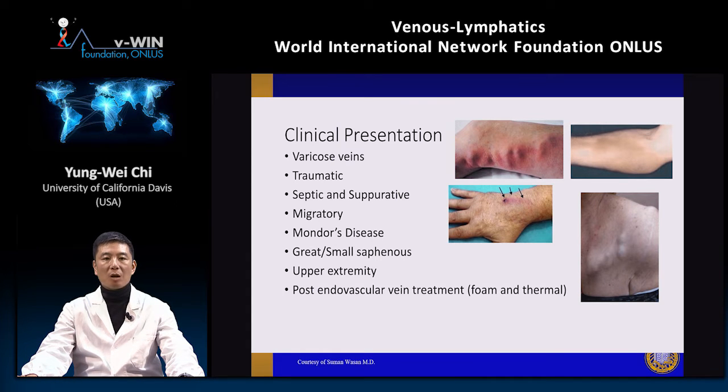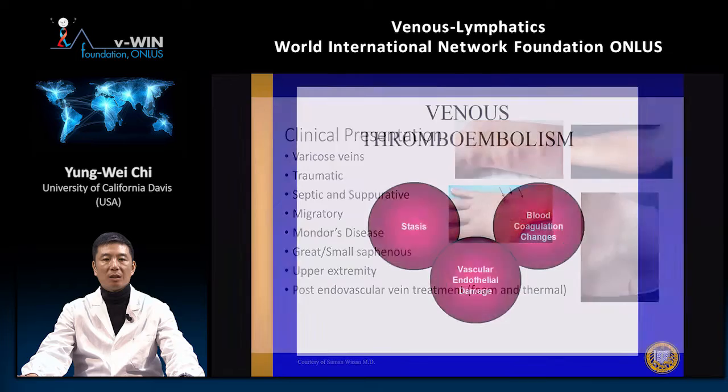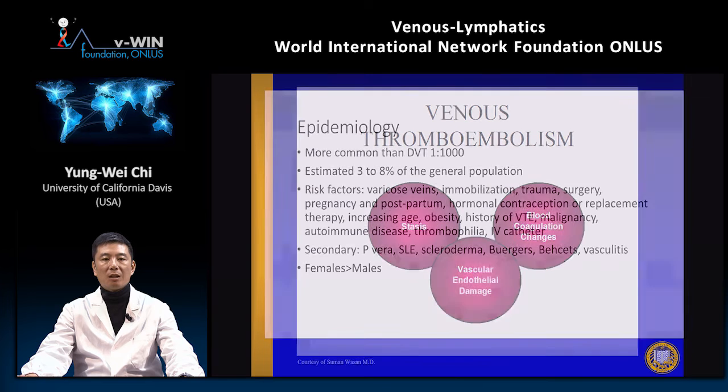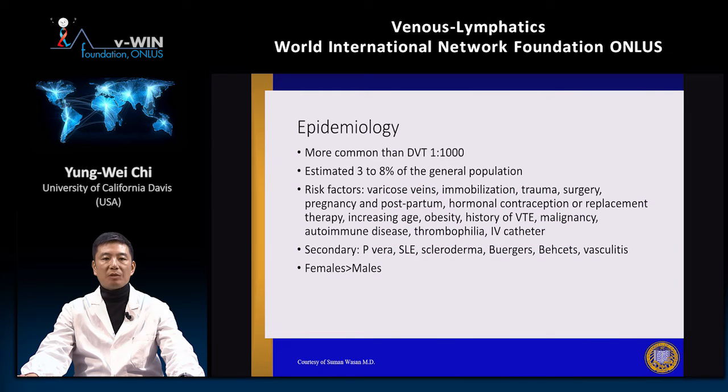The most common cause of upper extremity involvement is upper extremity intervention, such as catheter placement or pacemaker placement, and rarely a thoracic tumor causing venous compression. The etiology of superficial venous thrombosis is the same as deep venous thrombosis, involving venostasis, vascular endothelial damage, and coagulation changes. Now let's review some basic epidemiology on superficial venous thrombosis.